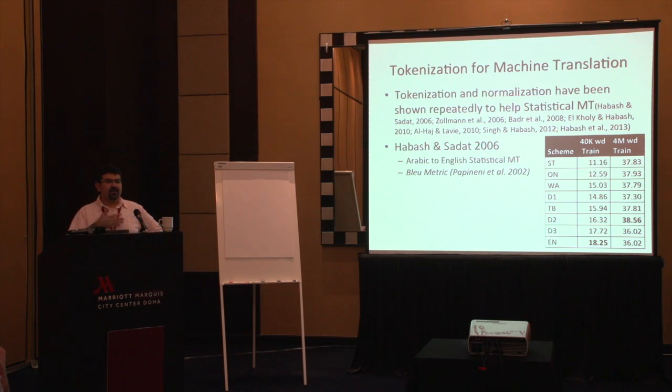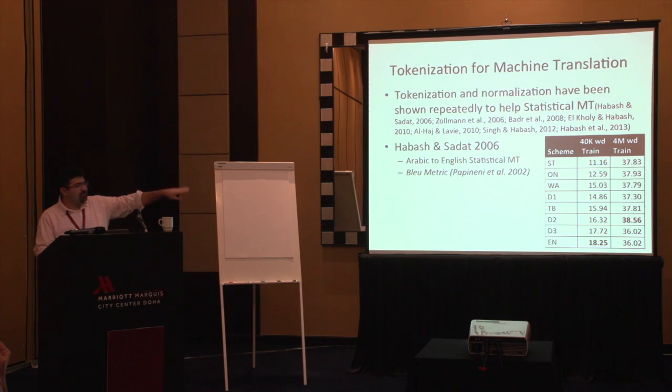The kind of obvious idea that lots of people tried was to segment the words, or tokenize them, to reduce the sparsity. So this work by Habash and Diab a few years ago compared the performance of different tokenization schemes with different sizes of data. And these scheme names are the same as the ones that I mentioned earlier.